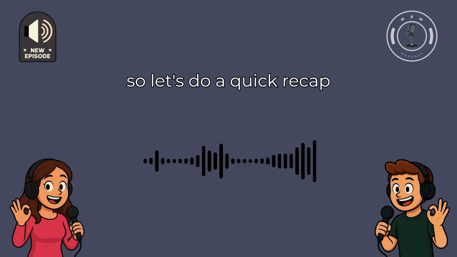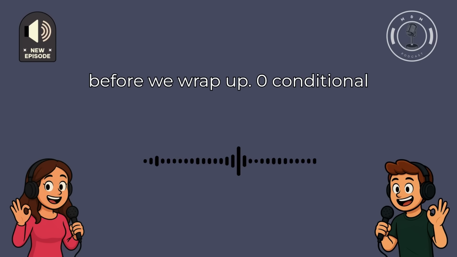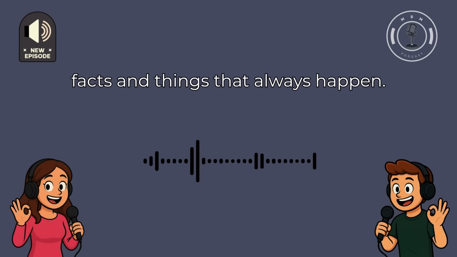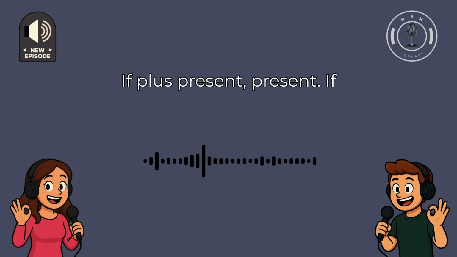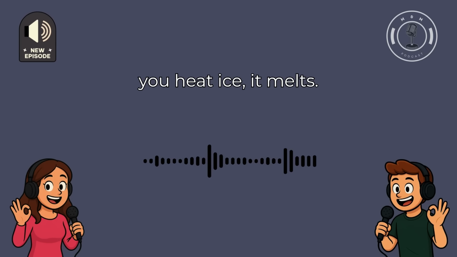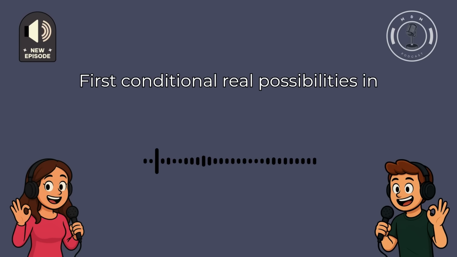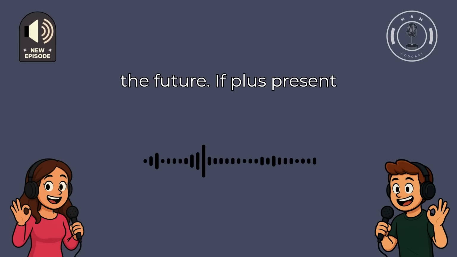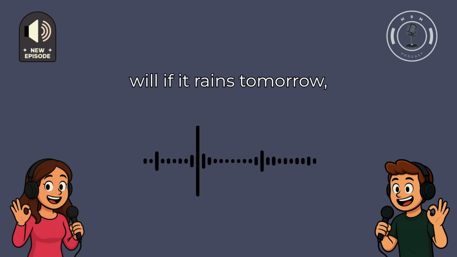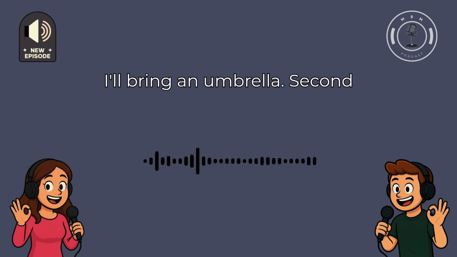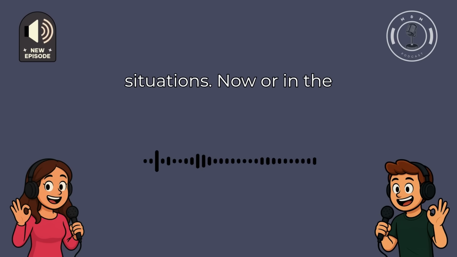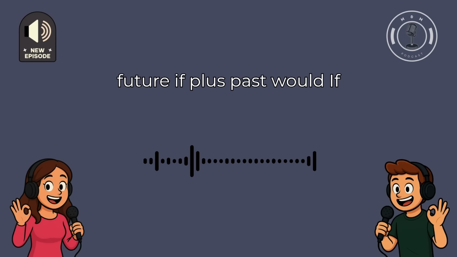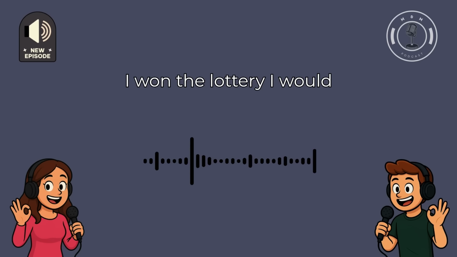All right, so let's do a quick recap before we wrap up. Zero conditional, facts and things that always happen. If plus present, present. If you heat ice, it melts. First conditional, real possibilities in the future. If plus present, will. If it rains tomorrow, I'll bring an umbrella. Second conditional, unreal or unlikely situations now or in the future. If plus past, would. If I won the lottery, I would travel the world.